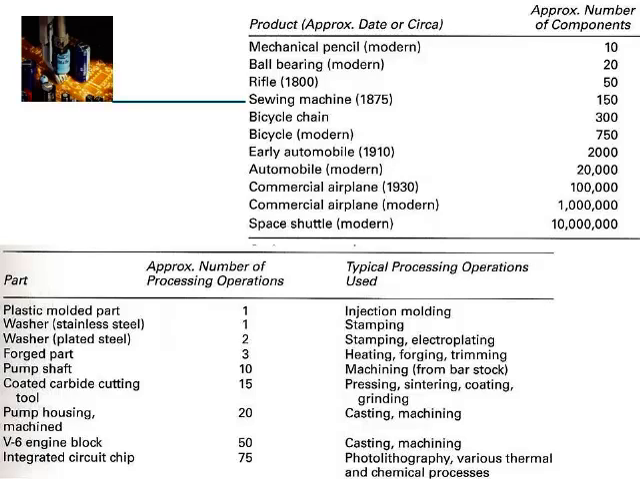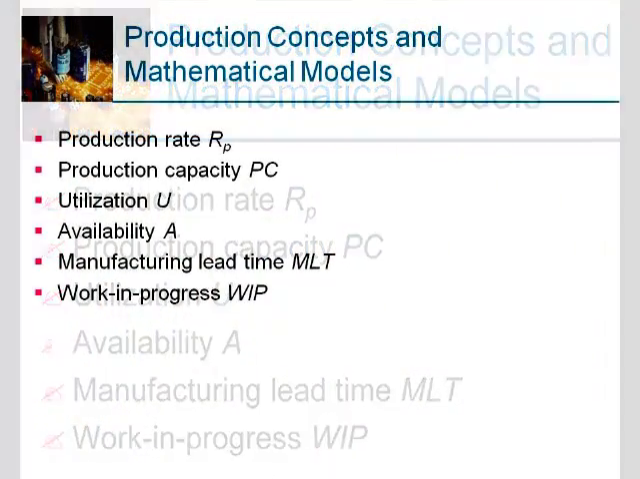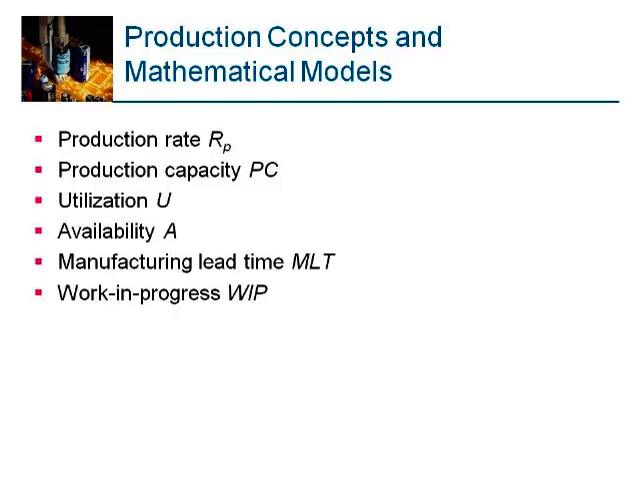Now let us discuss the important metrics, or mathematical models, of manufacturing. How do we relate to manufacturing lead time? How do we know production rate, utilization, plant capacity? These are all the various terminologies required before we know anything about manufacturing: production rate, plant capacity, production capacity, utilization, availability, manufacturing lead time, work in process. These are various components of interest to know about manufacturing.